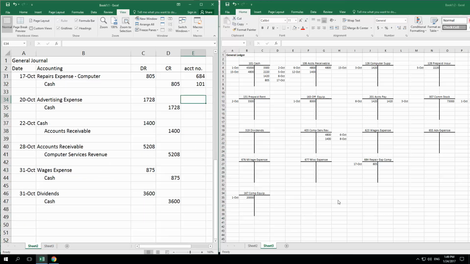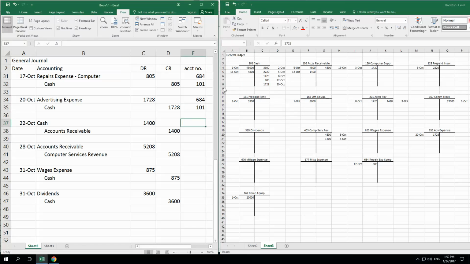Okay. October 20th. Advertising expense debited for 1,728. You can see how the human error could actually affect this, right? So your eyeballs really have to be looking. I don't know if I made any mistakes yet, but you're pulling it over from the debit. You want to make sure you put it on the debit side of the account. Sometimes you get a little lazy and it just ends up on the wrong side. So you can see the margin for error here. Computer repair expense is account 684. And then we pay that with cash, account 101, and that's on October 20th for 1728.